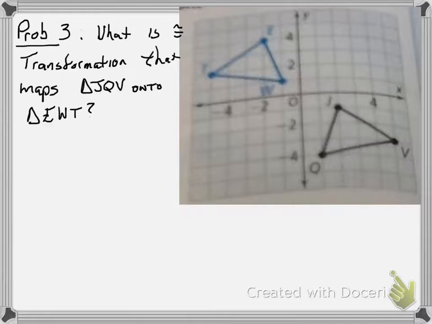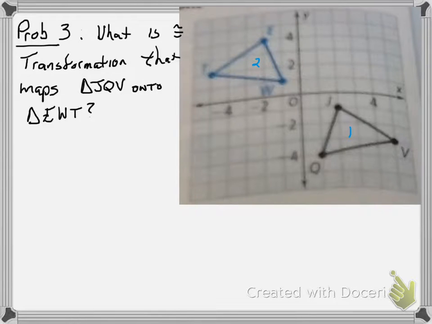Problem 3 talks about what is the congruency transformation that maps triangle JQV onto triangle EWT. So we're going from the black one to the blue one. So black triangle to blue triangle. Well, let's see first. Can you flip it? Do you have to rotate it? What do you have to do? It looks to me like it's a flip. So you can reflect it first, or you could translate it first. Let's go ahead and translate it first, see what happens.